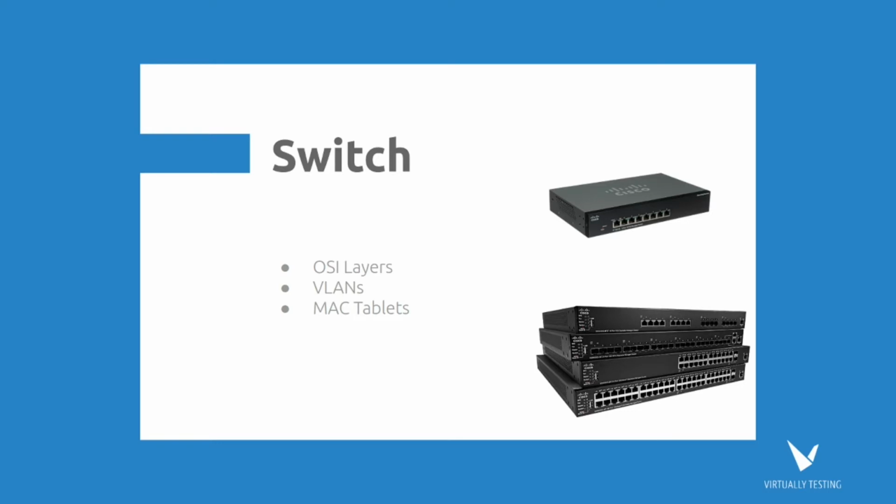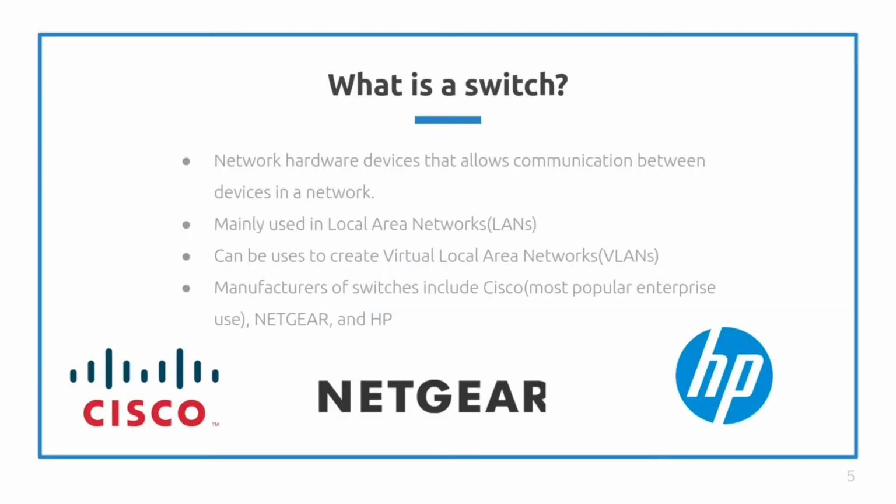First topics are switches. In this category, we will discuss what a switch is, how switches can create VLANs, the MAC tables it creates when functioning, and lastly, we will compare the difference between a managed and unmanaged switch.